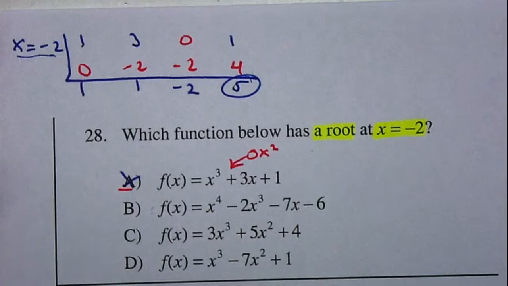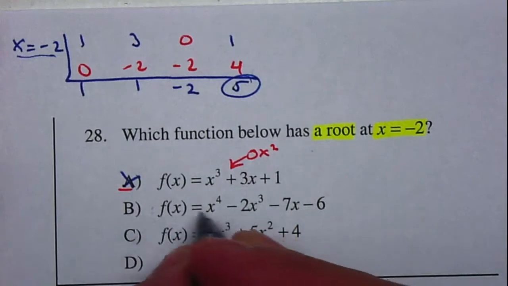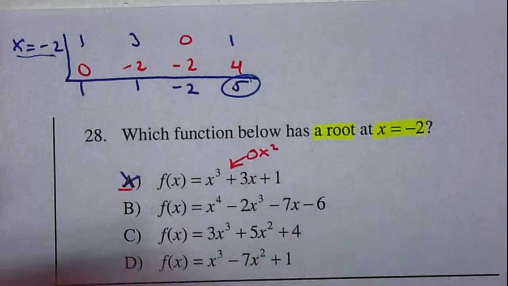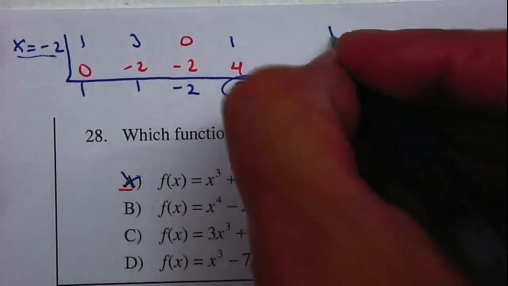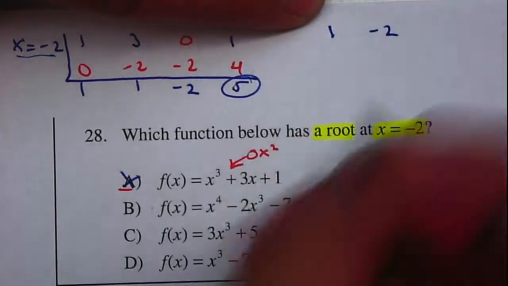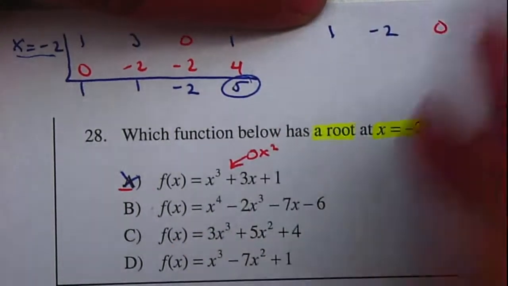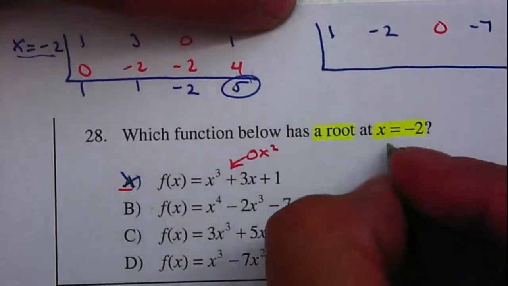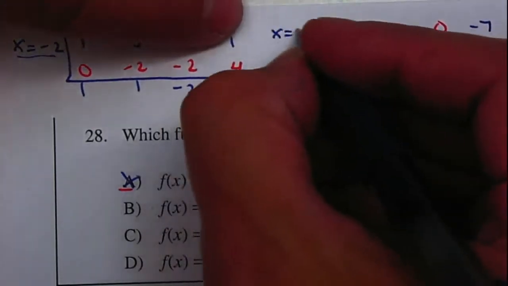Let's try B. Am I missing any exponents? The degree is 4, x to the fourth, x cubed. I don't have an x squared, so I need to fill in the x squared. So let me place my coefficients: 1, negative 2, 0, negative 7, and negative 6. And once again, I'm going to let x equal to negative 2.